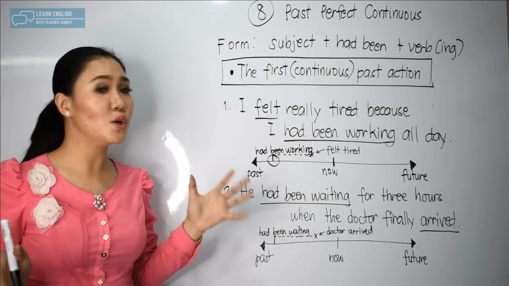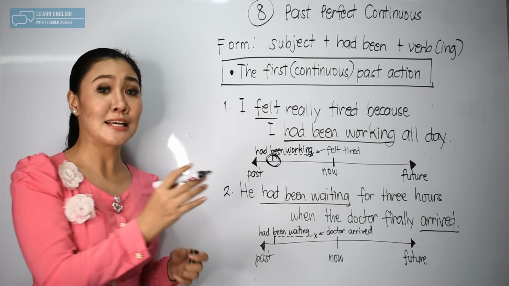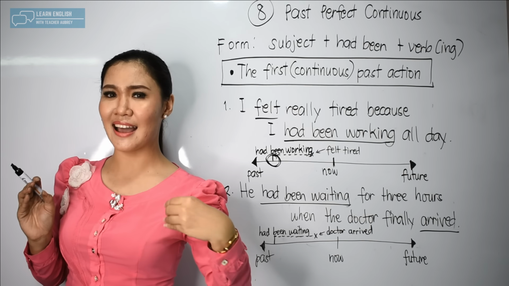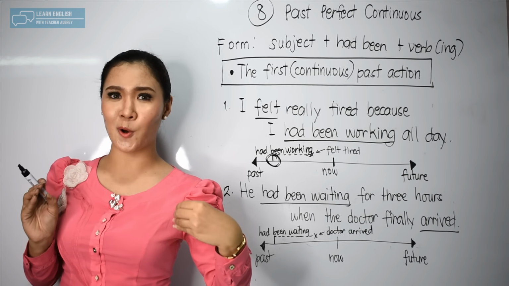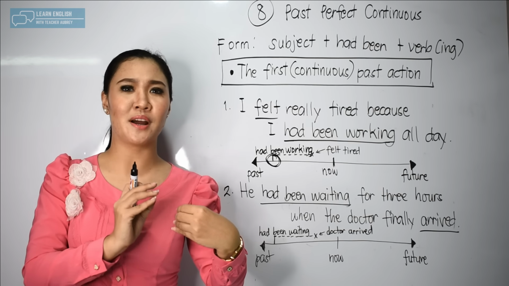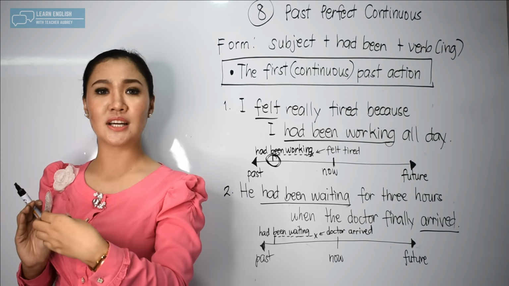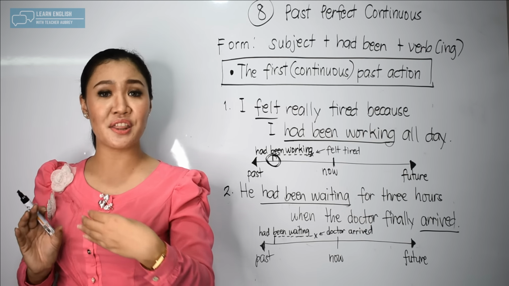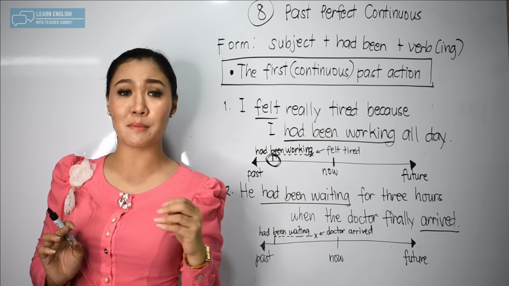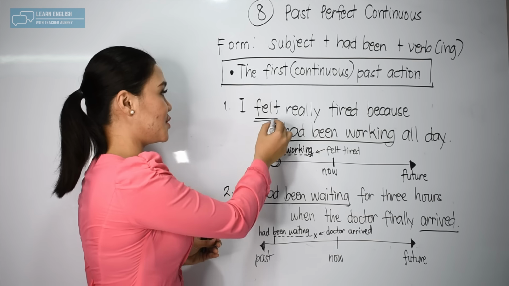Ibig sabihin, if we will look at the timeline here, yan yung kilos na ito, had been working. Nagsimula siya sa nakaraan at nagpapatuloy sa nakaraan. At nung kalagitnaan, nung kilos na yon, had been working all day, anong nangyari? Nakaramdam siya ng sobrang pagod. Pansinin natin, yung unang nagpapatuloy na kilos, the first continuous action in the past, ginamitan ng past perfect. At yung ikalawang kilos na natapos naman sa nakaraan, simple past na lang ang ginamit, which is this one.